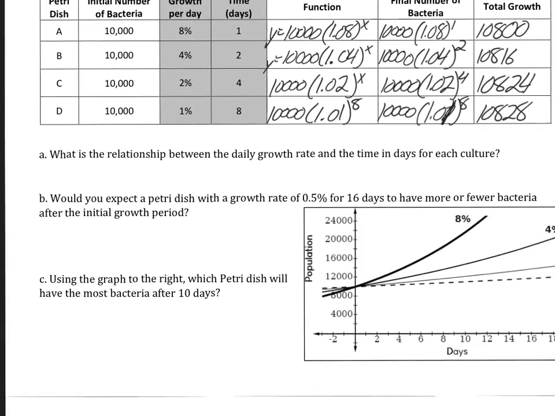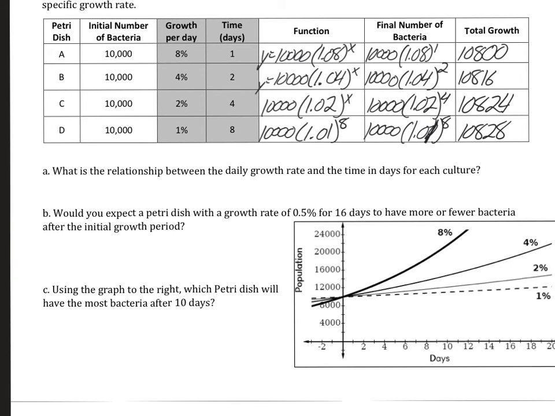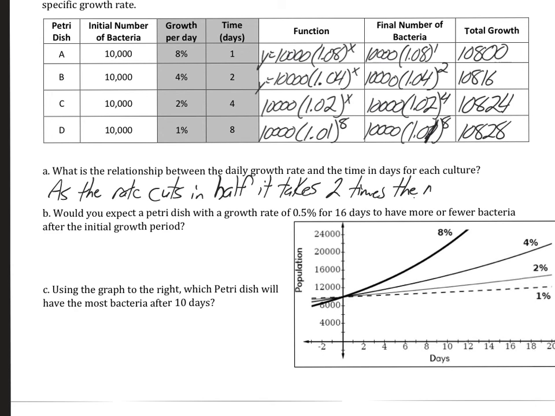Now, what is the relationship between the daily growth rate and the time for each culture? Well, it looks like as the rate cuts in half, it takes 2 times the number of days just to get close to that answer.